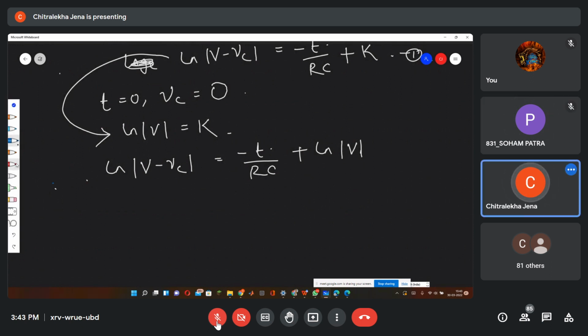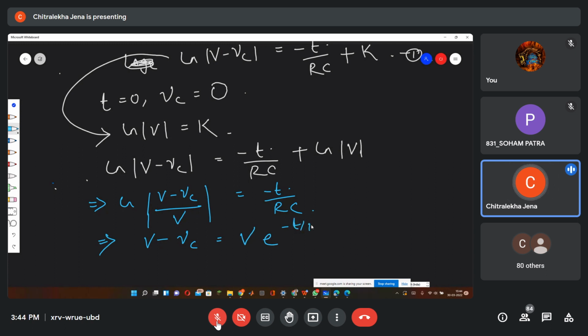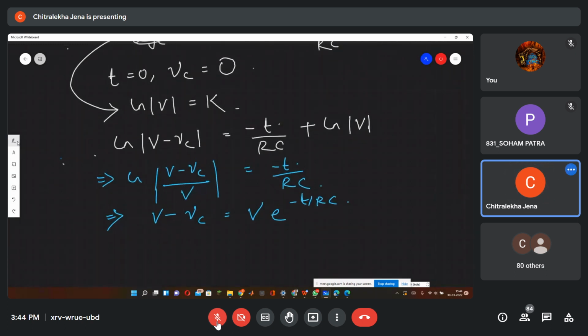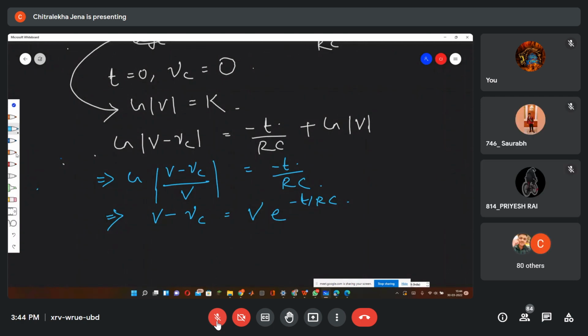So now this implies ln of (V minus Vc) divided by V is equal to minus T by Rc, or this implies V minus Vc is equal to V to the power minus T by Rc. All of you got it or not? Yes, ma'am. Okay, very good.